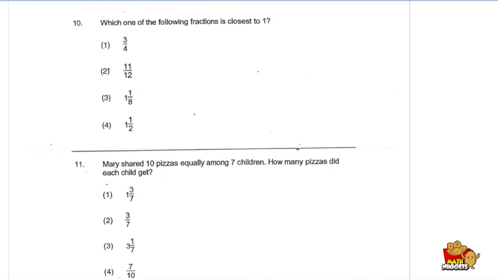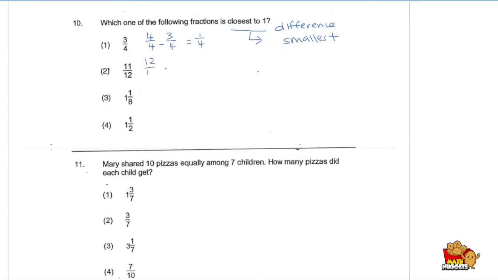Number 10, which one of the following fractions is closest to 1? Now closest to 1 means we've got to find the difference, and the difference needs to be smallest. Now what's the difference between 1 whole and 3/4? So 1 whole is 4 out of 4, minus 3 out of 4. The difference is 1 out of 4.